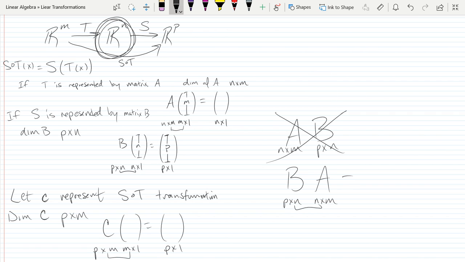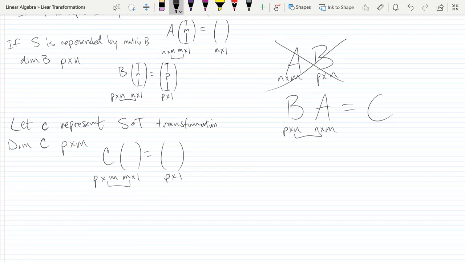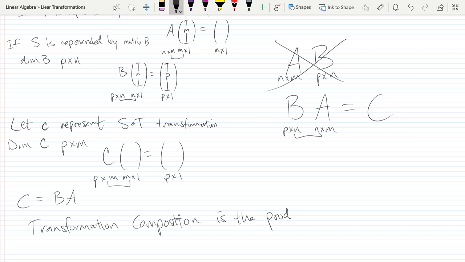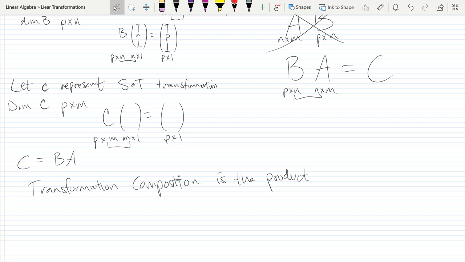It turns out BA is C. All you do for linear transformation composition is multiply the two matrices together, and that gives you your matrix C. So C is equal to B times A. So transformation composition is the product. You can multiply the matrices that represent your transformations, and that's the same as composing functions.